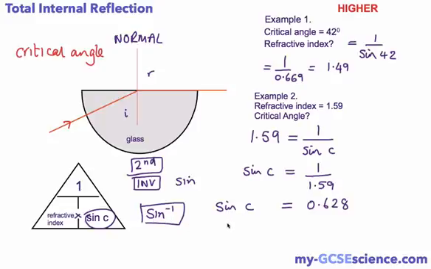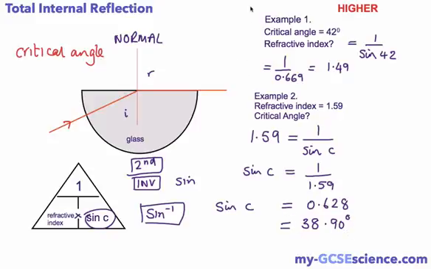So all we do is press 0.628 into our calculator, tap sine to the -1, and we'll get an answer of 38.90. So this is our critical angle. We've calculated the critical angle by rearranging this formula here, which is in this case 38.90.